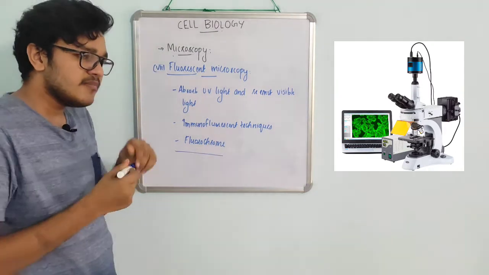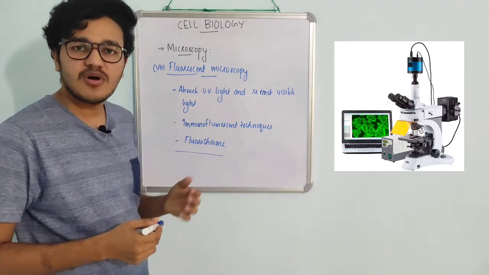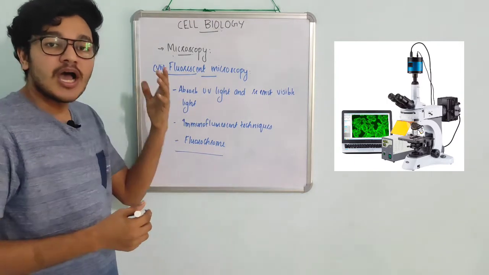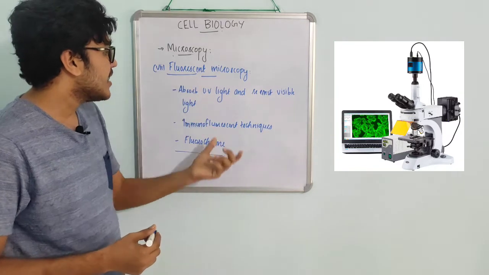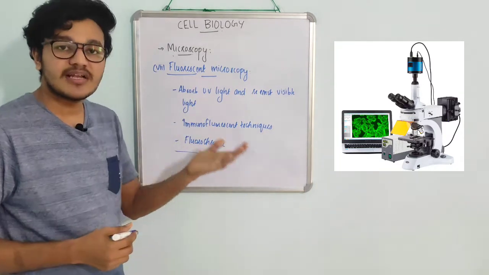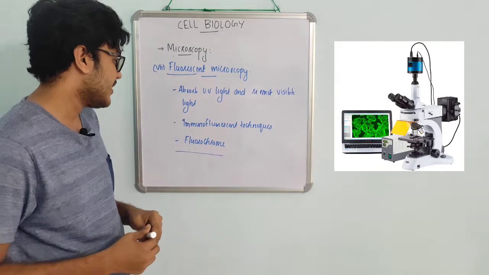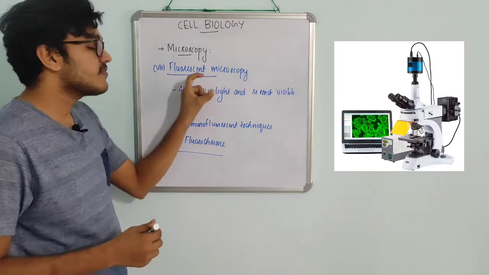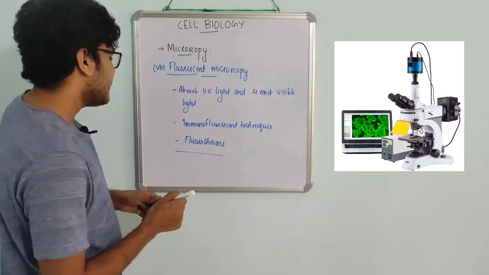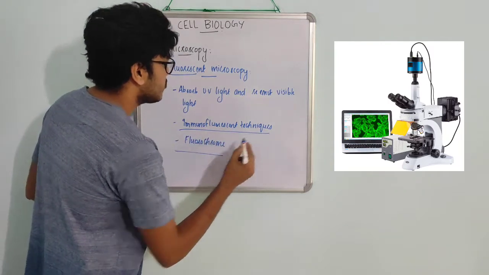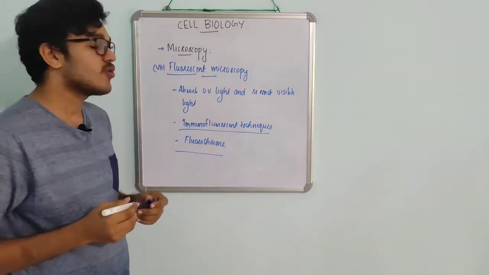But certain other cell organelles, for example chlorophyll, have the ability to absorb UV light and re-emit visible light. That substance is known as autofluorescent. The basic application of the fluorescent microscope is in the diagnosis field. It is also used in immunofluorescent techniques. So that is the basic concept of fluorescent microscopy.